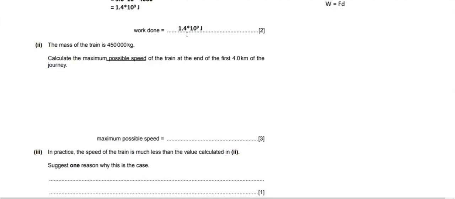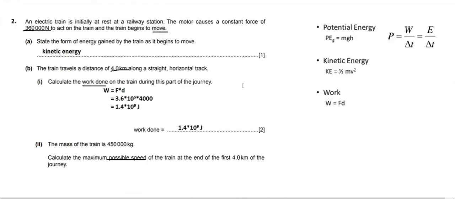So work done we have already calculated, that is 1.4 into 10 raised to 9 joule. That should be equal to the kinetic energy. The kinetic energy is half into mass into v square, and we can equate them to calculate the value of the maximum speed here. So I will write down the work done will be equal to half into m into v square, and that is nothing but this.